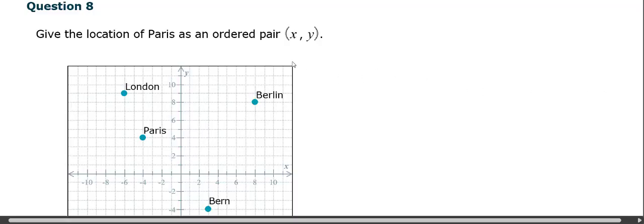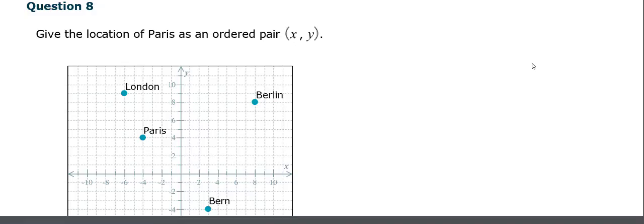Okay, so let's look at coordinates on a graph. And remember again, just for review for most of you, the first value is our x value, and our second value is our y value. So in this case, it's asking us to find the coordinates of Paris. So Paris is located here on our graph.